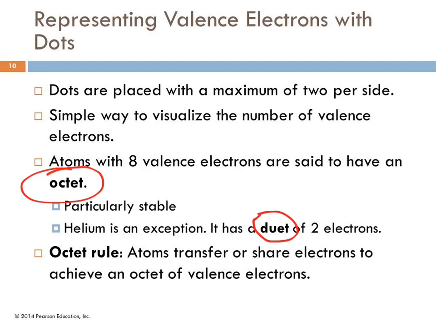So we have what we refer to as the Octet Rule. The Octet Rule states that atoms transfer, becoming ions, or share, making covalent bonds, electrons in a way in which they achieve an octet of valence electrons. So 8 is the magic number here. We're going to put these atoms together in a way that they end up with 8 valence electrons. That's the Octet Rule. The duet rule applies to the really, really little guys. They're too small to handle 8 electrons, right?